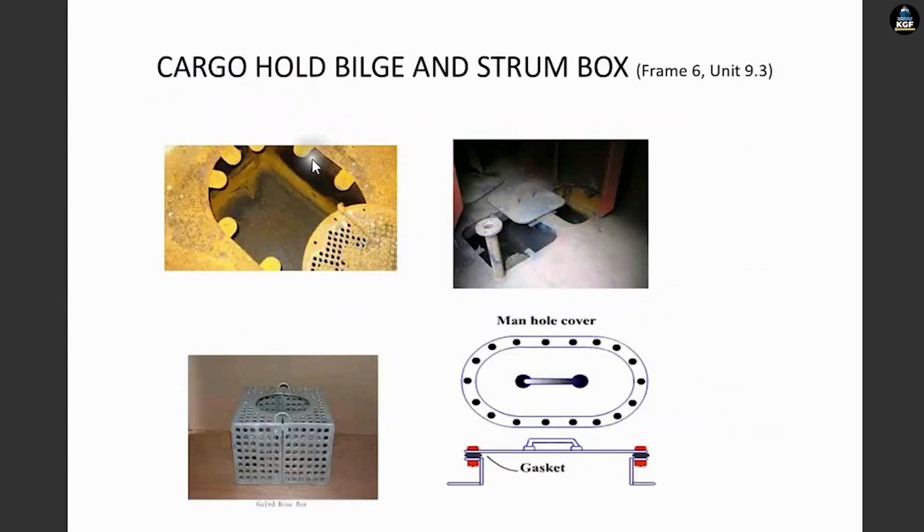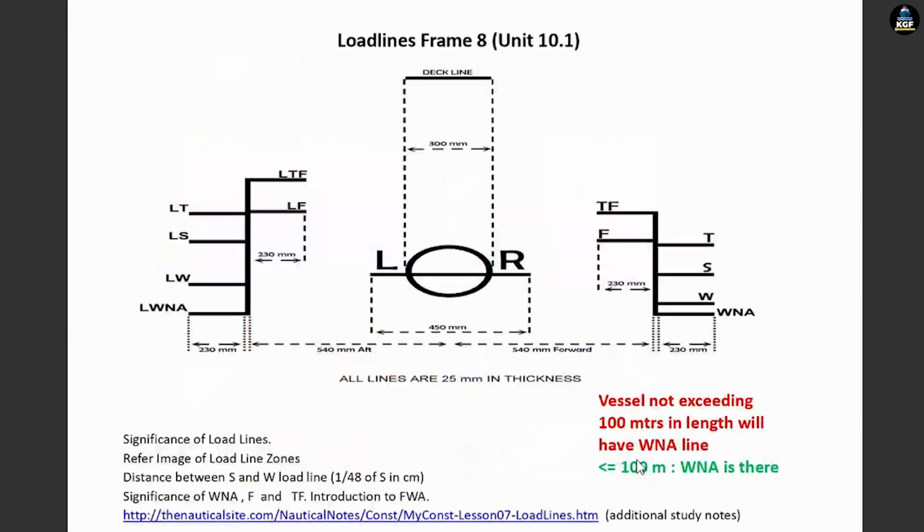So you can see the cargo hold bilge and strum boxes. This is called the rose box or the strum box. This is the manhole cover. These black particles, you can say, are the gaskets.